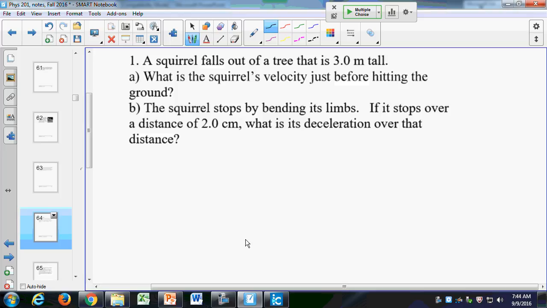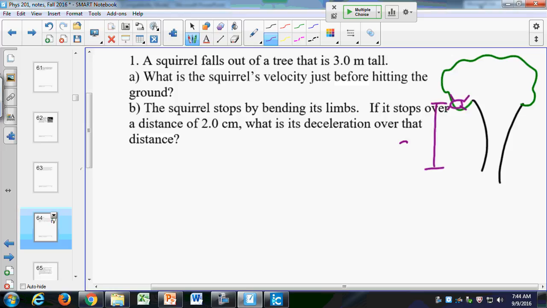All right, so let's look at this. This is on page 64, right after the homework. A squirrel falls out of a tree that is 3 meters tall. So I have this squirrel. It falls a distance of 3 meters.